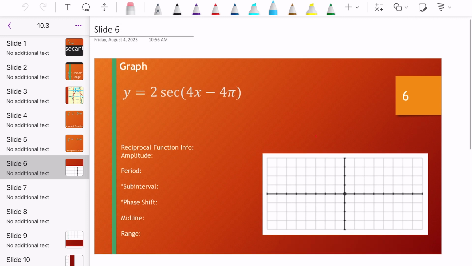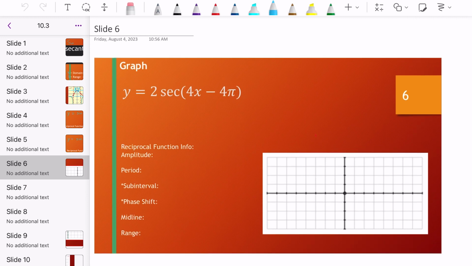So let's take a look at slide 6. On slide 6, we have y is equal to 2 cosine of 4x minus 4 pi. We're going to continue working on this problem the exact same way we've done all the others. Our amplitude in this case would be 2.